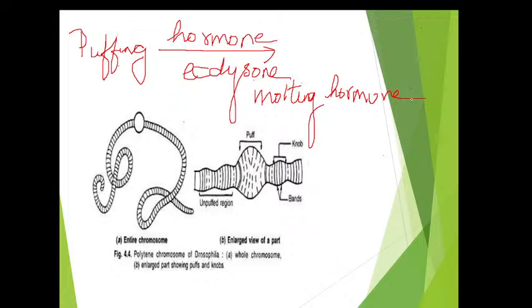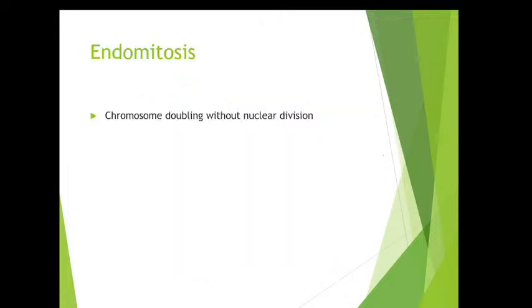So the polytene chromosome is a giant chromosome found in the salivary gland of insect larvae. It was first discovered by Balbiani. The polytene chromosomes undergo repeated division, which is called endomitosis. As a result of endomitosis, the chromosome number increases, but the cell will not divide. Endomitosis means chromosome doubling without nuclear division.